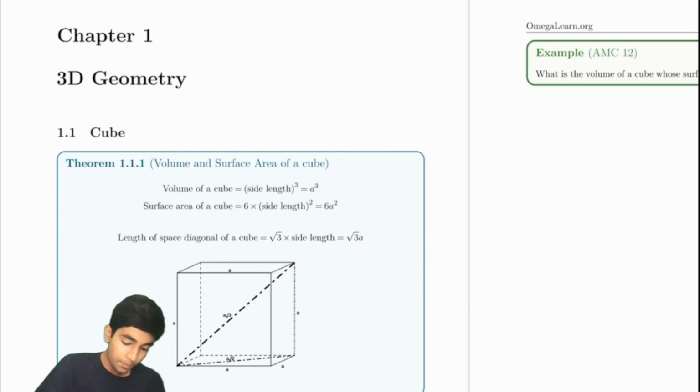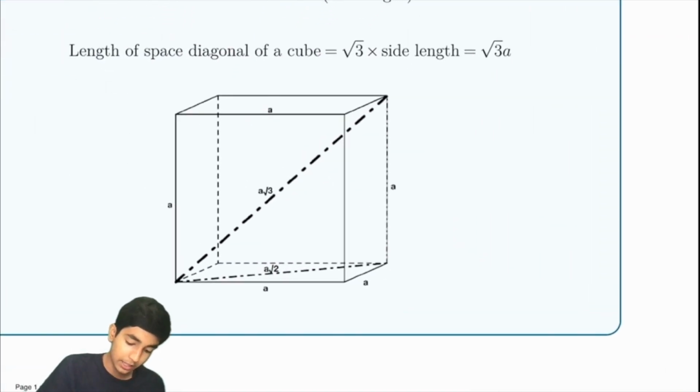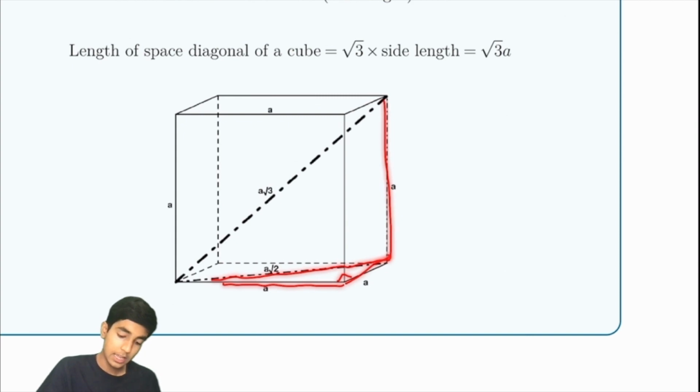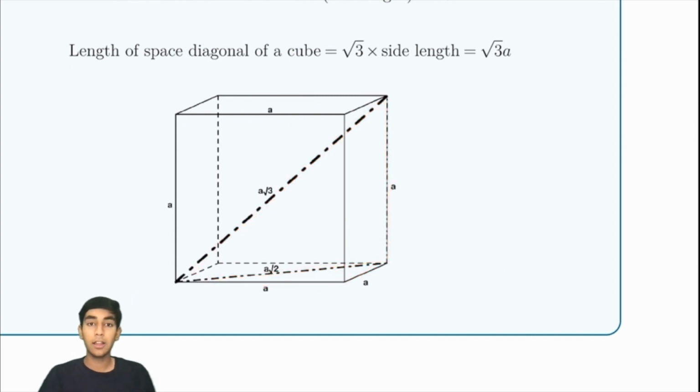The reason this is true is because we can just apply the Pythagorean theorem multiple times. So over here, the Pythagorean theorem gives A root 2. And now you use the Pythagorean theorem with this A root 2 here to get A root 3. So the space diagonal is root 3 times the side length in a cube.